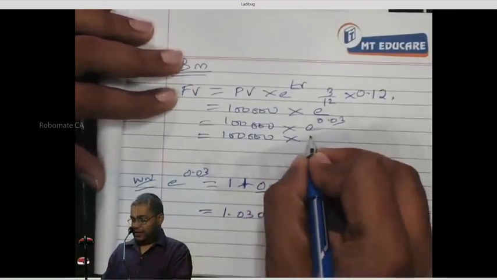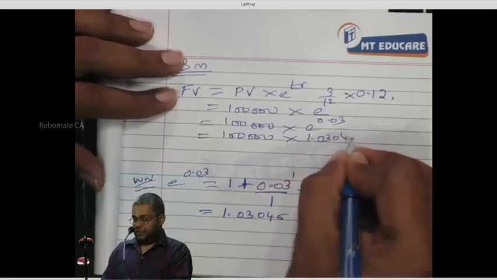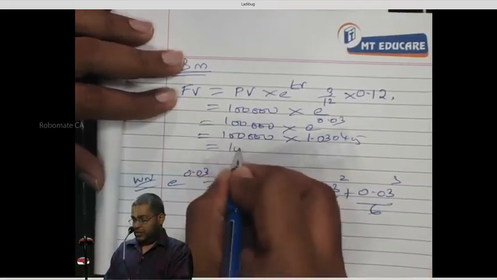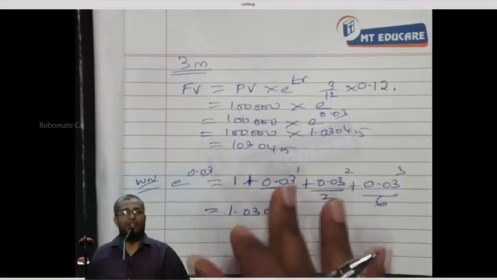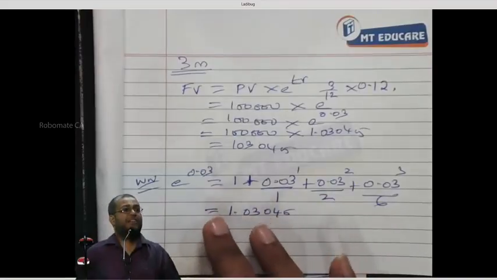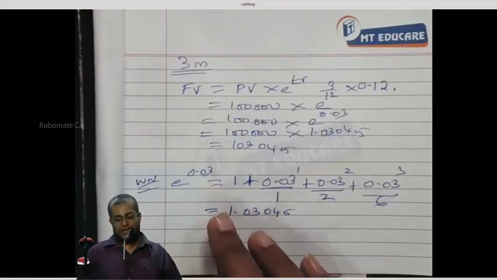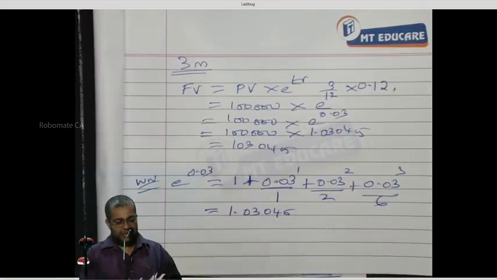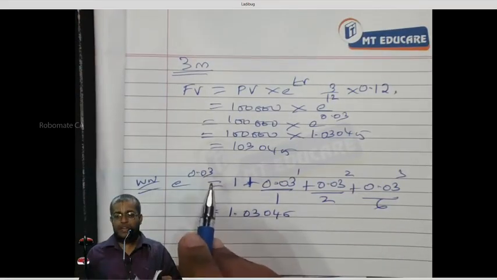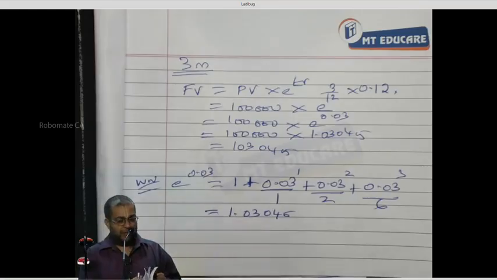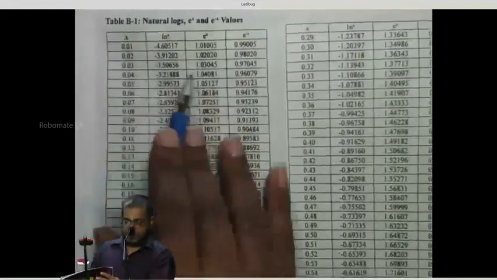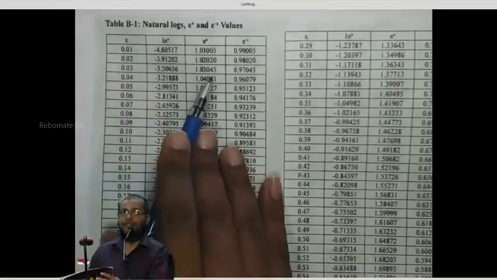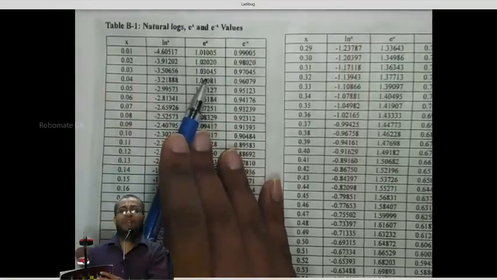1.03045. 1 lakh into 1.03045 is equal to how much here? 1,03,045. Just for clarity, go to the last page. I have found out e power 0.03, or not? Please look at the workbook and tell me the e power 0.03 calculation. 0.03 gives you 1.03045. Exactly, we calculated. Respond yes or no.